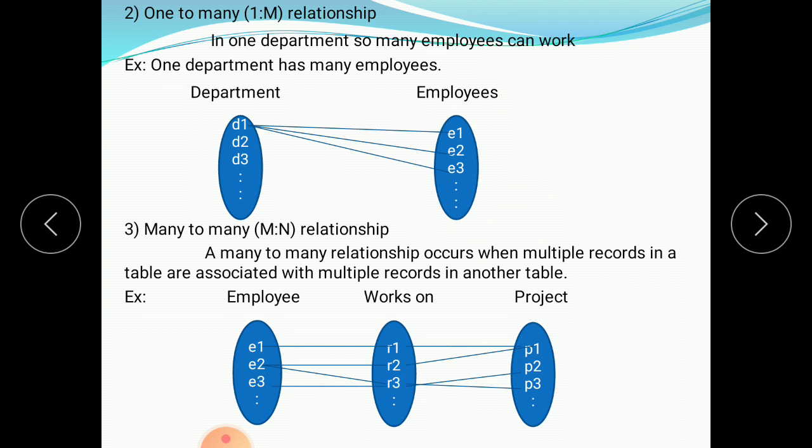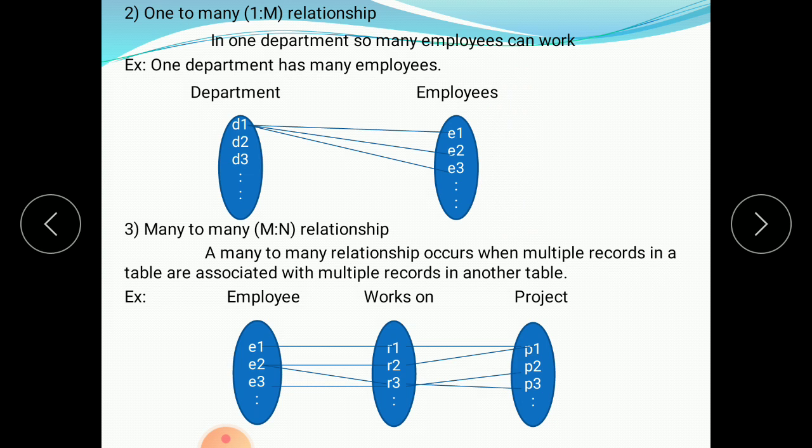In one department, a number of employees can work at a time, meaning different employees. But a single employee cannot work in a number of departments at a time. He can work in only one department at a time. But a number of employees can work in a single department at a time. That is called a one to many relationship.